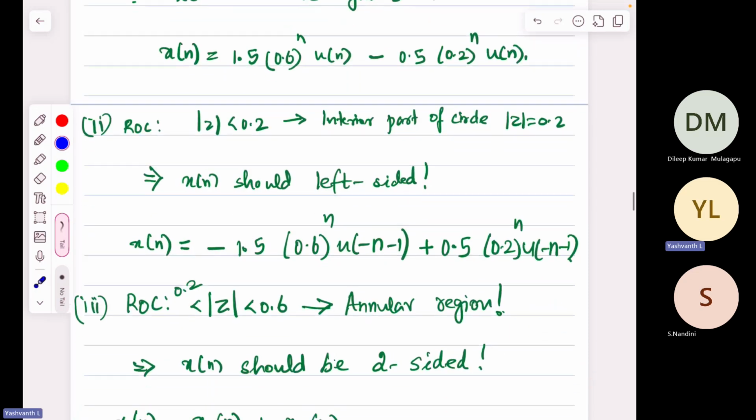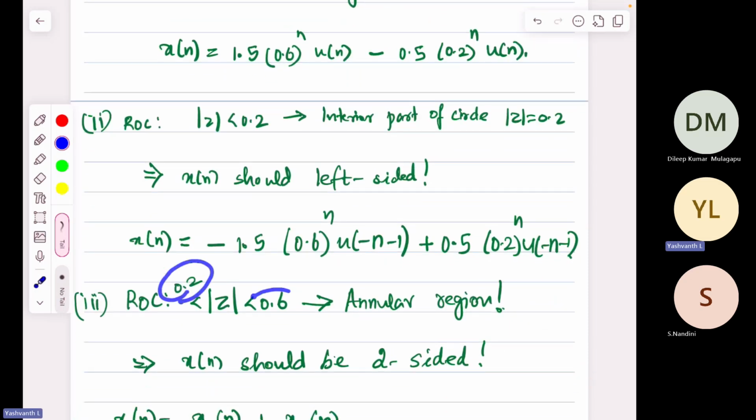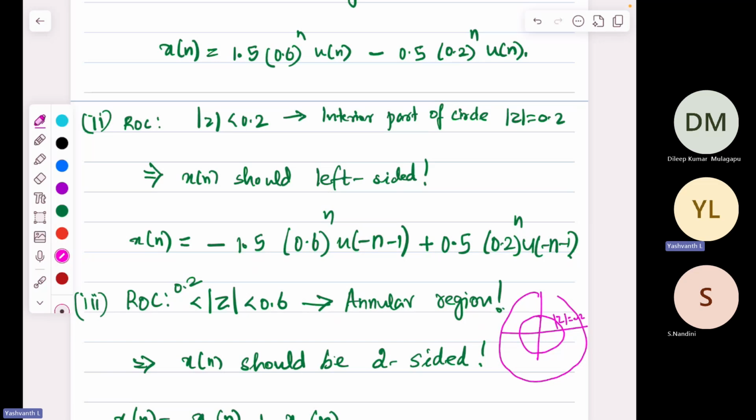Okay. Now, finally, if the ROC lies between 0.2 and 0.6, that is an annular region, right? So basically what I'm saying is that mod z equal to 0.2 is like this, and mod z equal to 0.6 is somewhere here. And this ROC corresponds to the annular region between mod z equal to 0.2 and 0.6.